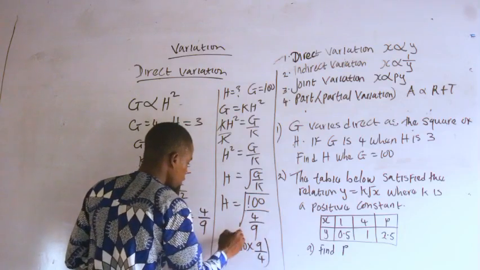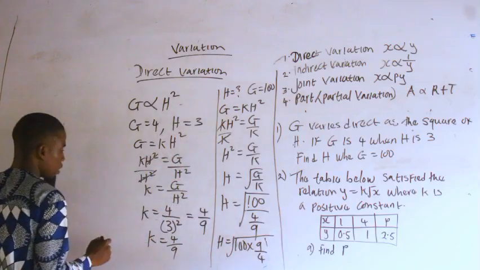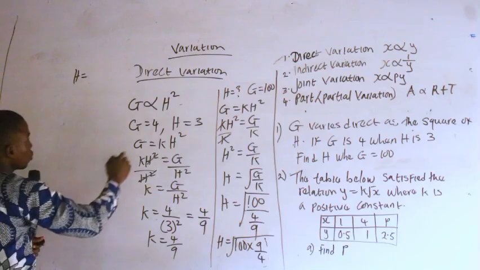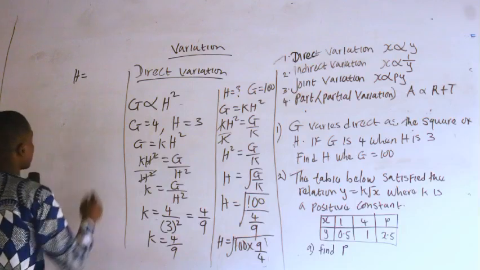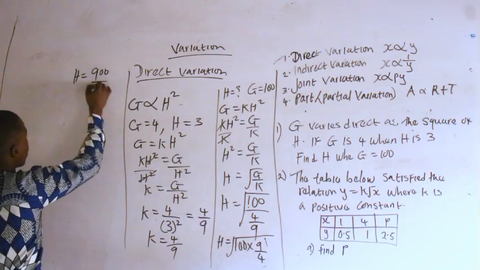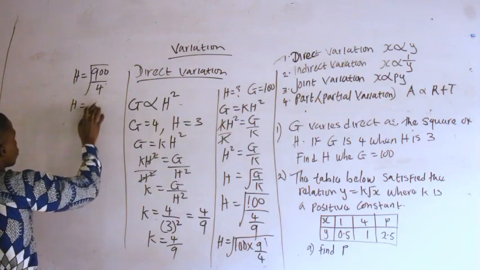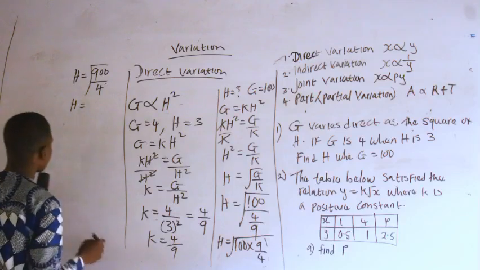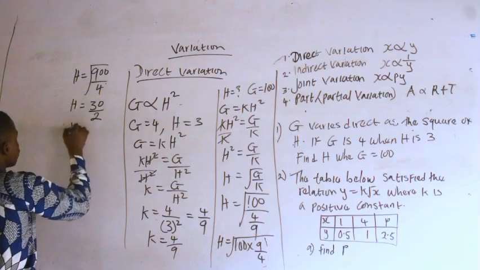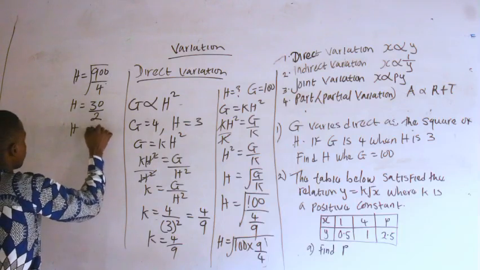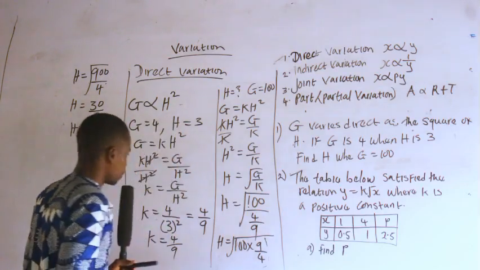With the root, the final answer will now be h equals root of 900 all over 4. The root will now be h equals 30 all over 2. h equals 15. That's the answer. The answer is 15.